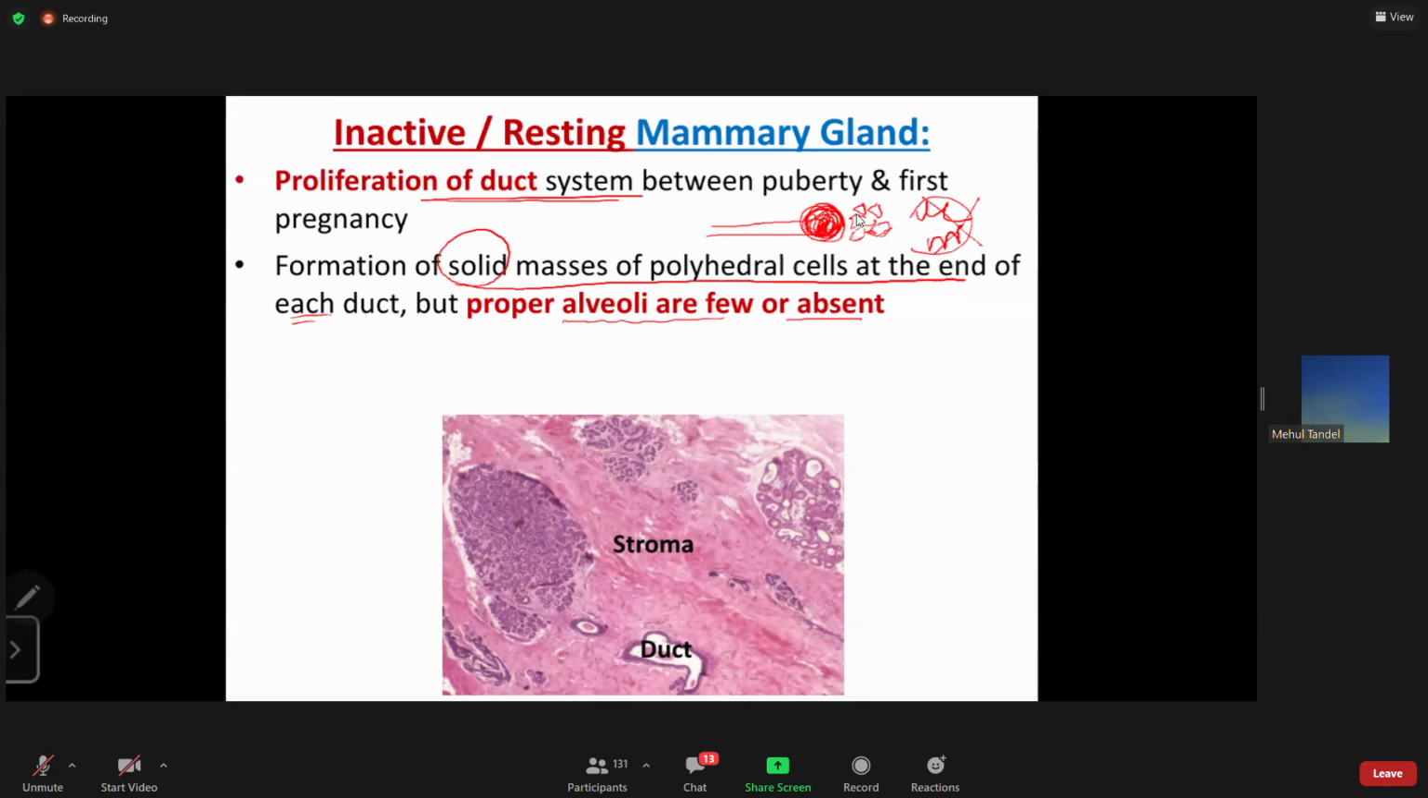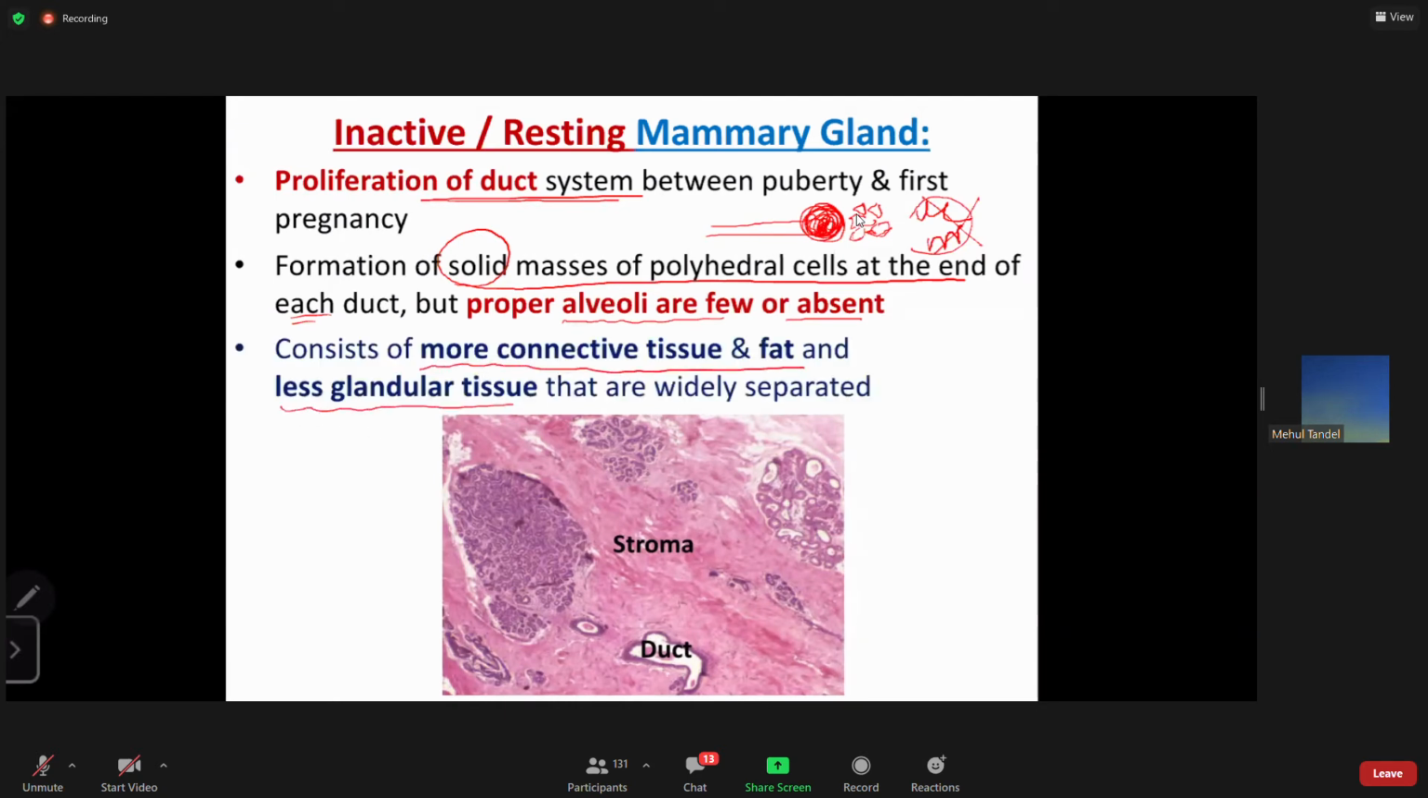But remember, there is still a larger amount of stroma, still more connective tissue and fat and less glandular tissue, which is widely separated. So you have to remember this, mainly as the first feature. The first identifying feature of the inactive or resting mammary gland is more connective tissue stroma and adipose tissue as compared to glandular tissue, and less glandular tissue. Within the glandular tissue, it is mainly made up of ducts and immature alveoli, we can say, not proper alveoli. Proper alveoli are few or absent. So that is the structure of the inactive or resting mammary gland.